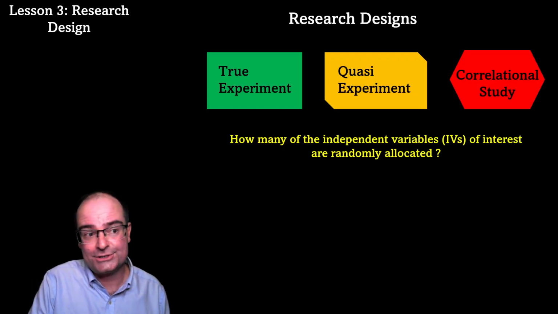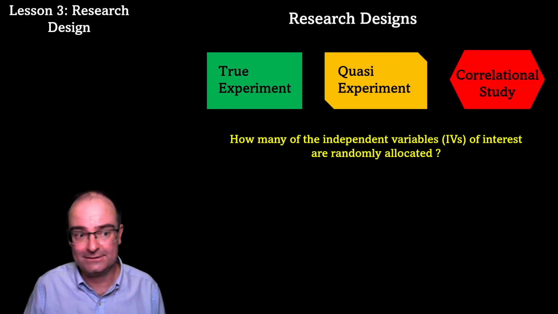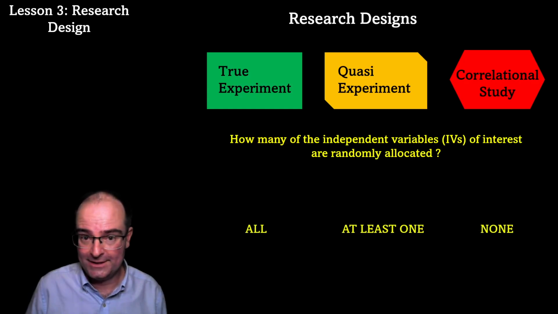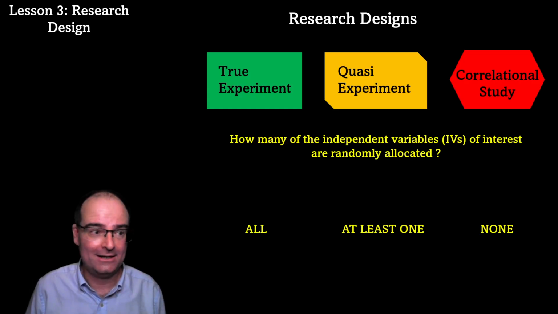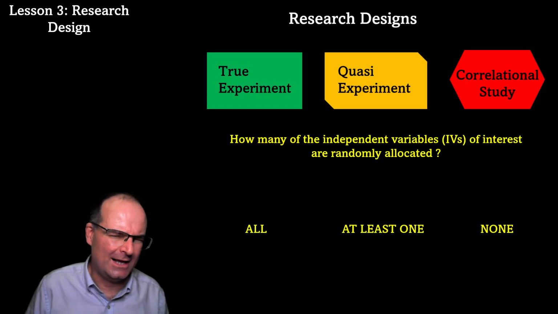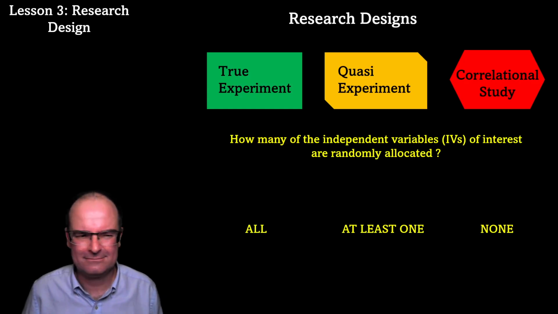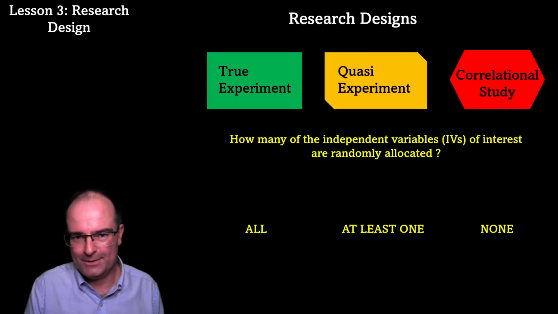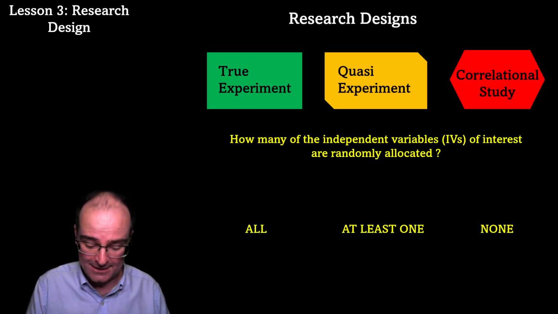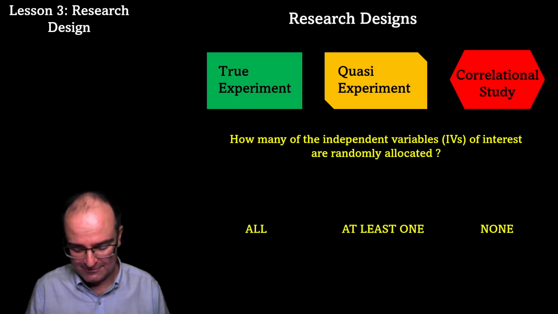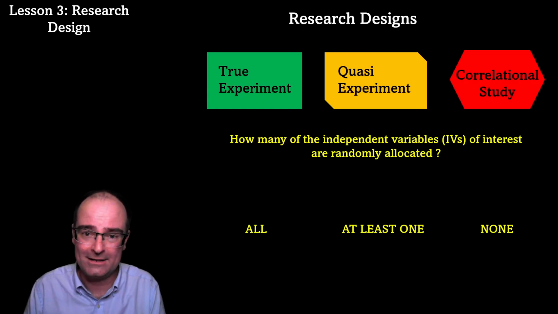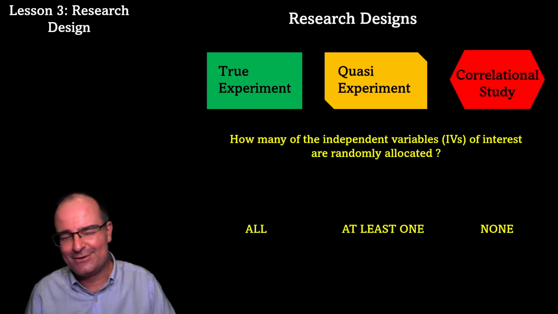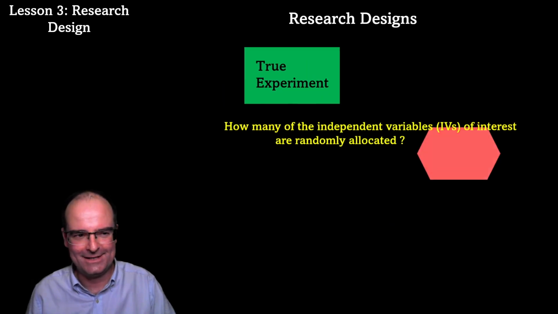To work out which one of these kinds of study a study is, we simply ask this question. If the answer is all of the independent variables of interest are randomly allocated, it's a true experiment. At least one, but not others, quasi-experiment. Quasi sounds fancy, not quite an experiment is what that means. Something can't be randomly allocated, something can be randomly allocated. Correlational study, none. Nothing's randomly allocated. Everything is simply measured. Nothing is manipulated. It's as simple as that. I'll give an example, but it is as simple as that.